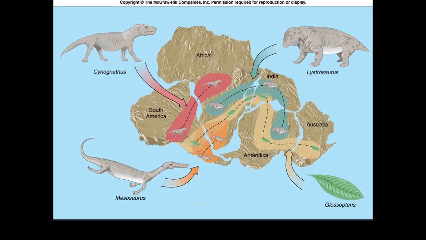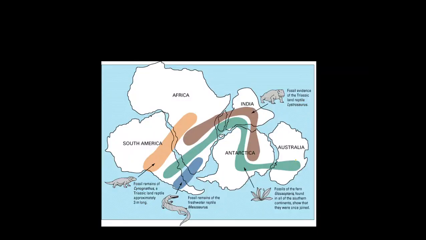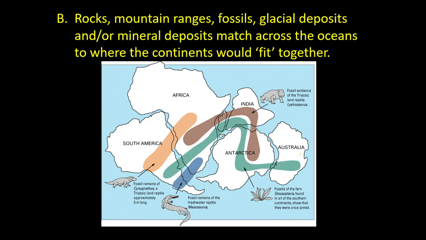Now, how do we know that this occurred? Nobody was around 225 million years ago, but we have evidence. And some of this evidence is indicated in this picture. We see different forms of animals and we see plants. We find their fossils across the different continents. So, what does this mean? And it's not just fossils: rocks, mountain ranges, glacial deposits, and even mineral deposits match across the oceans to where the continents fit together.